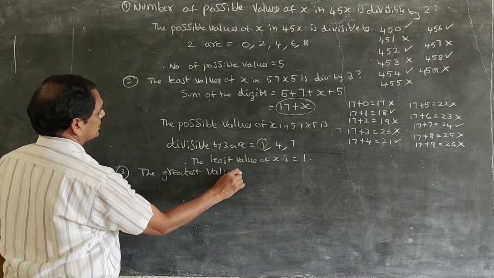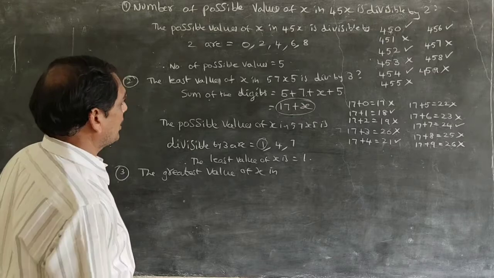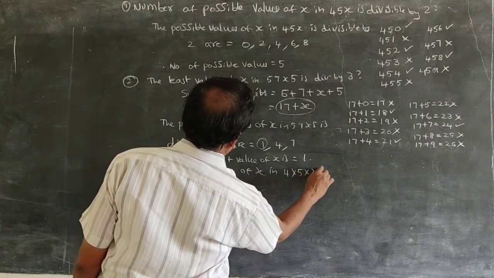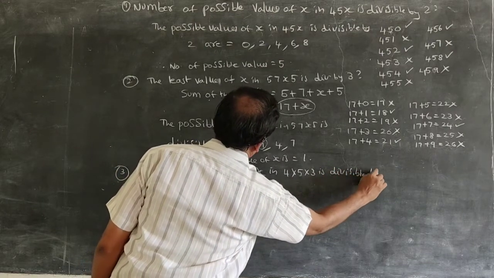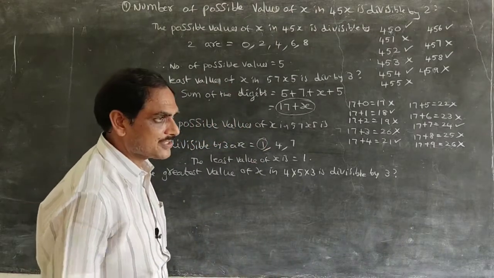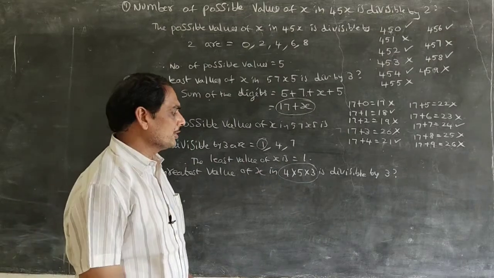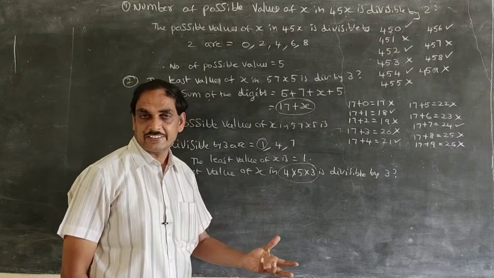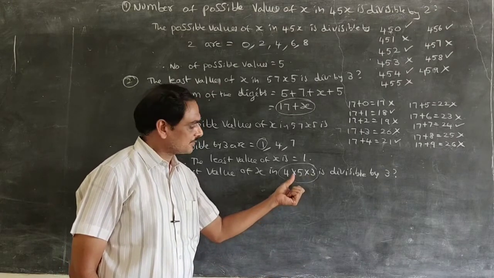Greatest value of x in 4x53 is divisible by 3. Here the given number is a 5-digit number. Of them we know 3 digits, 4, 5, 3 are known digits, and there are 2 unknown equal digits, x, x.